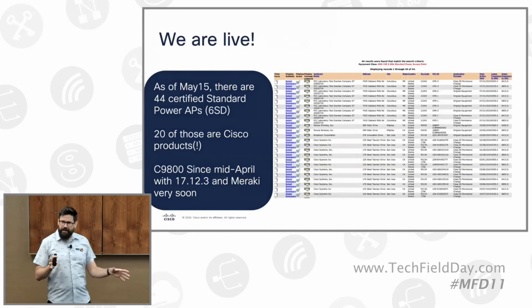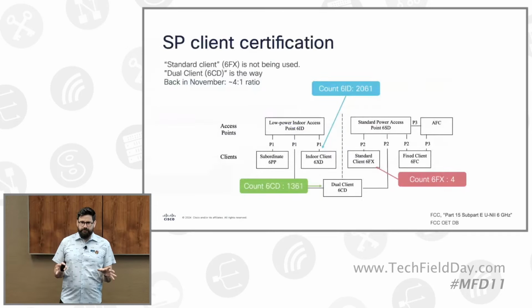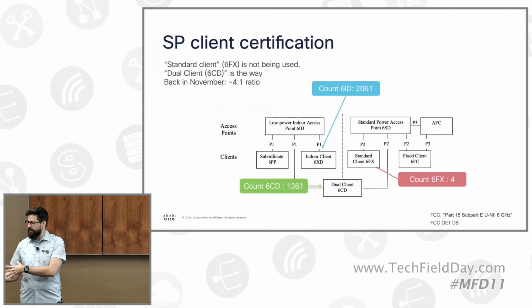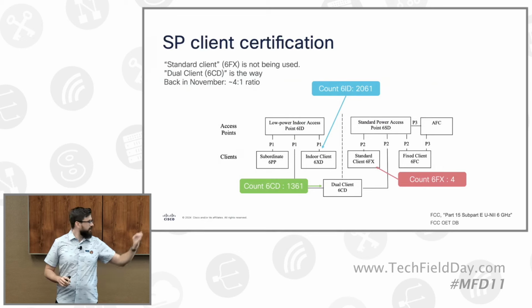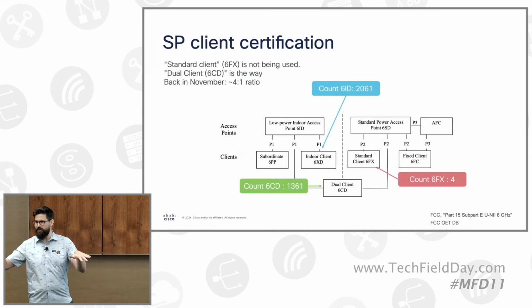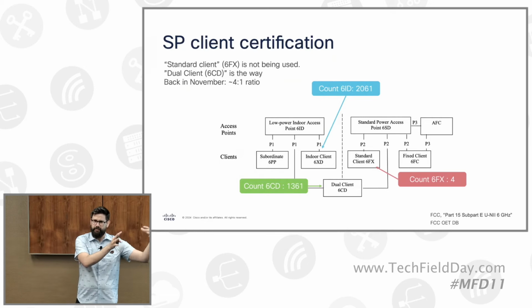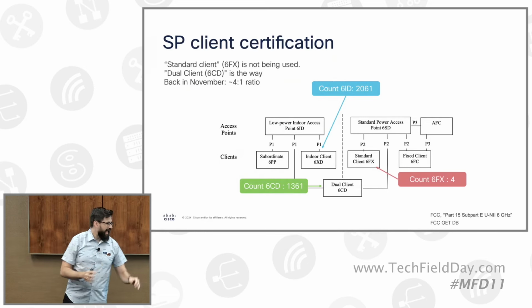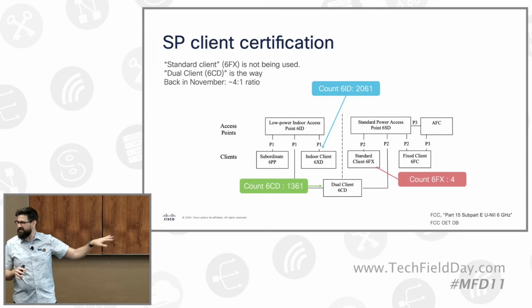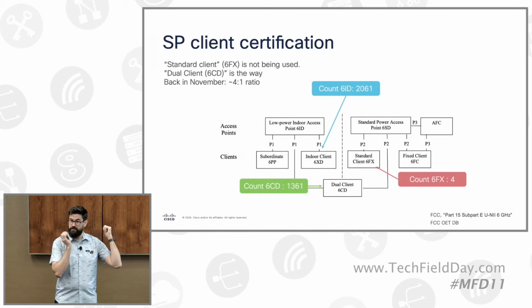Now, of course, on clients, another quick update here. There are 2 different client types in 6 gigahertz. Most of you are familiar. I see a few nods. But a quick update. In November, we were at about a 4-to-1 ratio between indoor clients and dual certified clients, right? Dual certified clients being the ones that can both do LPI and standard power. Happy to report we're now closer to a 1 to 1.5 ratio, which is amazing because that means more clients will be able to just use standard power right away.